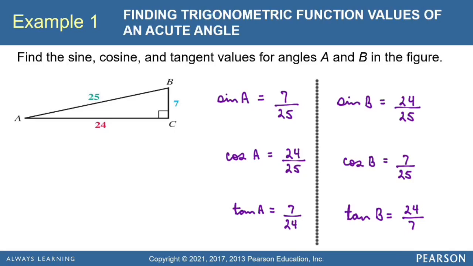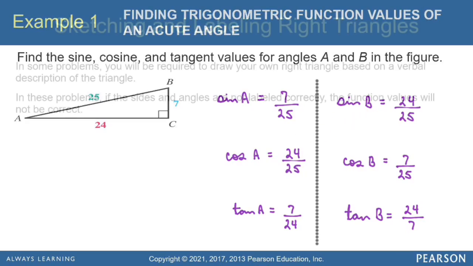That's not a coincidence. It couldn't work any other way, could it? Because the only three sides that we have to deal with are these three, and so what's opposite for one angle is going to be adjacent for the other angle. So you can see how the values trade.